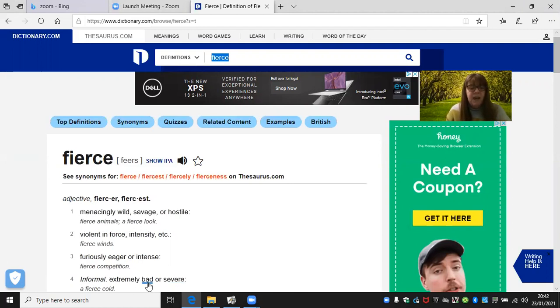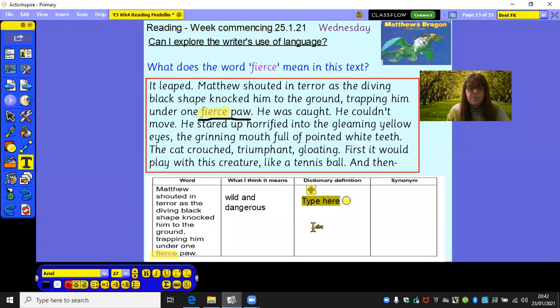And then extremely bad or severe, like a fierce cold, a really strong, fierce cold that's making you really poorly. So a really extremely bad cold. That doesn't fit for the paw. I think it's the first one, menacingly wild or savage or hostile. So let's go back to our box here. The dictionary definition is wild. I'm going to put wild and savage. You could put the whole lot. I'm going to put wild and savage for now.